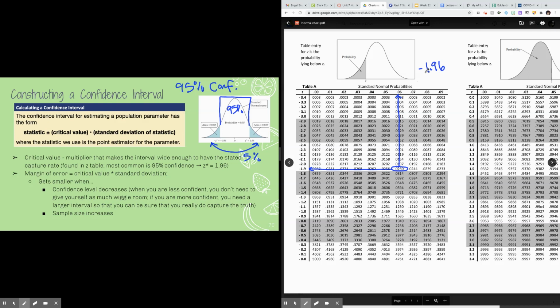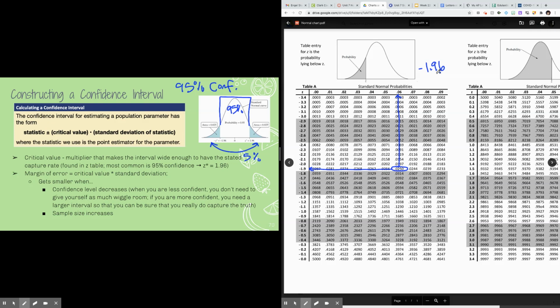The positive and negative doesn't actually matter, right? Because remember, the normal curve is symmetric, right? So you get the same thing on the other side. If you looked at the top 2.5% of your standard normal curve, okay? So this multiplier is going to make my confidence interval wide enough so that I actually can be 95% confident that I've captured the true value, okay?